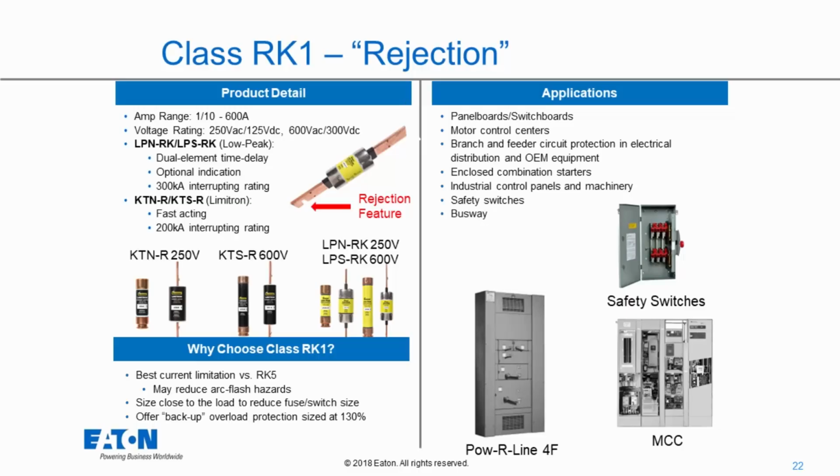But because we have more current limitation in this fuse, we want to size it a little bit higher than the 125% of the RK5. We want to move this up to 130%. So it can be sized very closely as well, but we want to make sure that it's sized a little bit more because of the current limiting nature and how much more quickly this could potentially open up. And then obviously applications are very similar to the RK5. We've got panel boards and switchboards, motor control centers, branch and feeder circuit protection, electrical distribution, safety switches, and busways. So very similar applications to what we had before in the RK5 series.